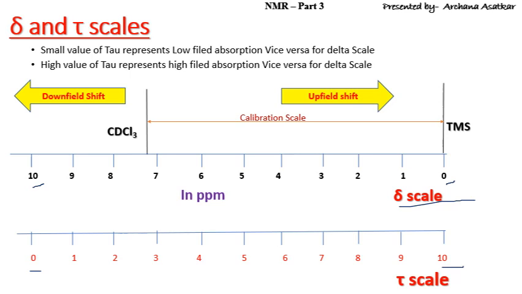So if you get a small value on the delta scale, suppose you are getting a chemical shift of 1 or 2, that means this is high field. This is an upfield shift, which means the proton is shielded. However, if you are getting a chemical shift value of 9 or 10, or 7, that means the proton is de-shielded, because this is a downfield shift.